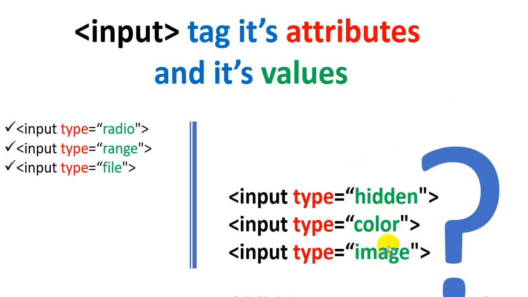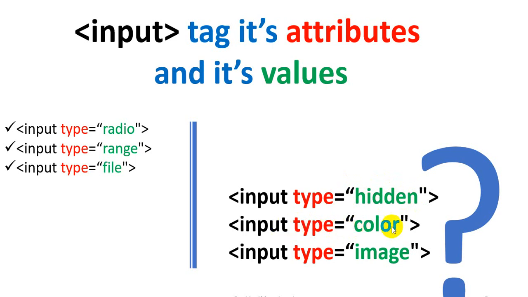Now our today's topic of discussion is input type equal to hidden, input type equal to color, and input type equal to image. What is input type equal to hidden? This input type is very important. As its name says, hidden means the value of this input tag will be hidden. It will be transferred to the next page, but it will not be shown to the user. We will discuss it in detail when we go for coding.